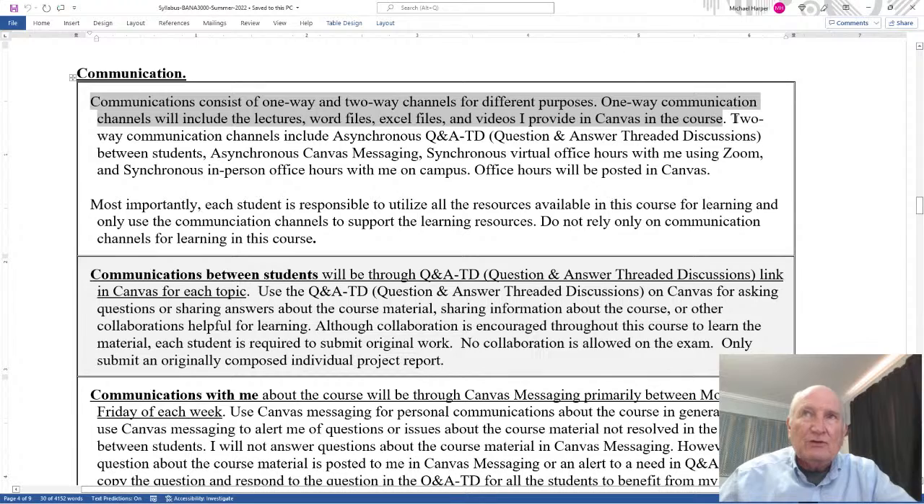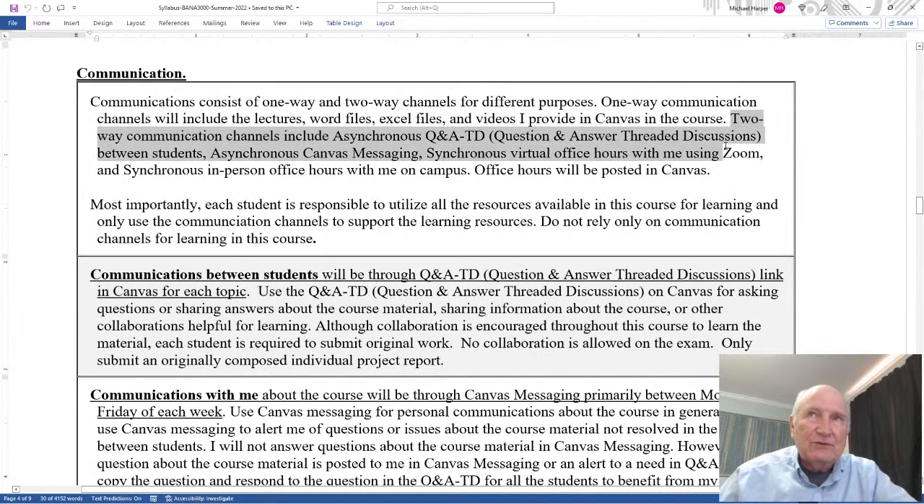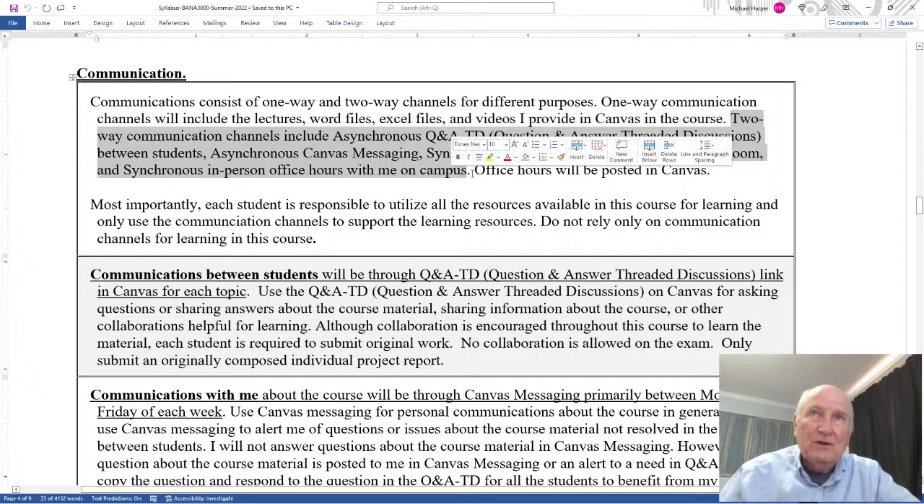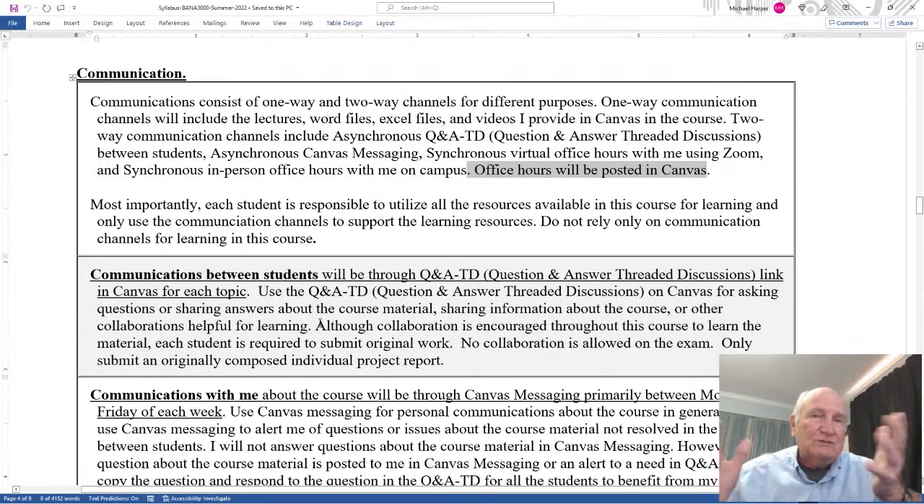But then there are two-way communication channels, including asynchronous question and answer threaded discussions between students, asynchronous Canvas messaging, which you can send to me, synchronous virtual office hours with me through Zoom, which I've posted in Canvas, and synchronous in-person office hours with me on campus, which I've posted at dates and times in Canvas. Office hours will be posted in Canvas, and they're there.